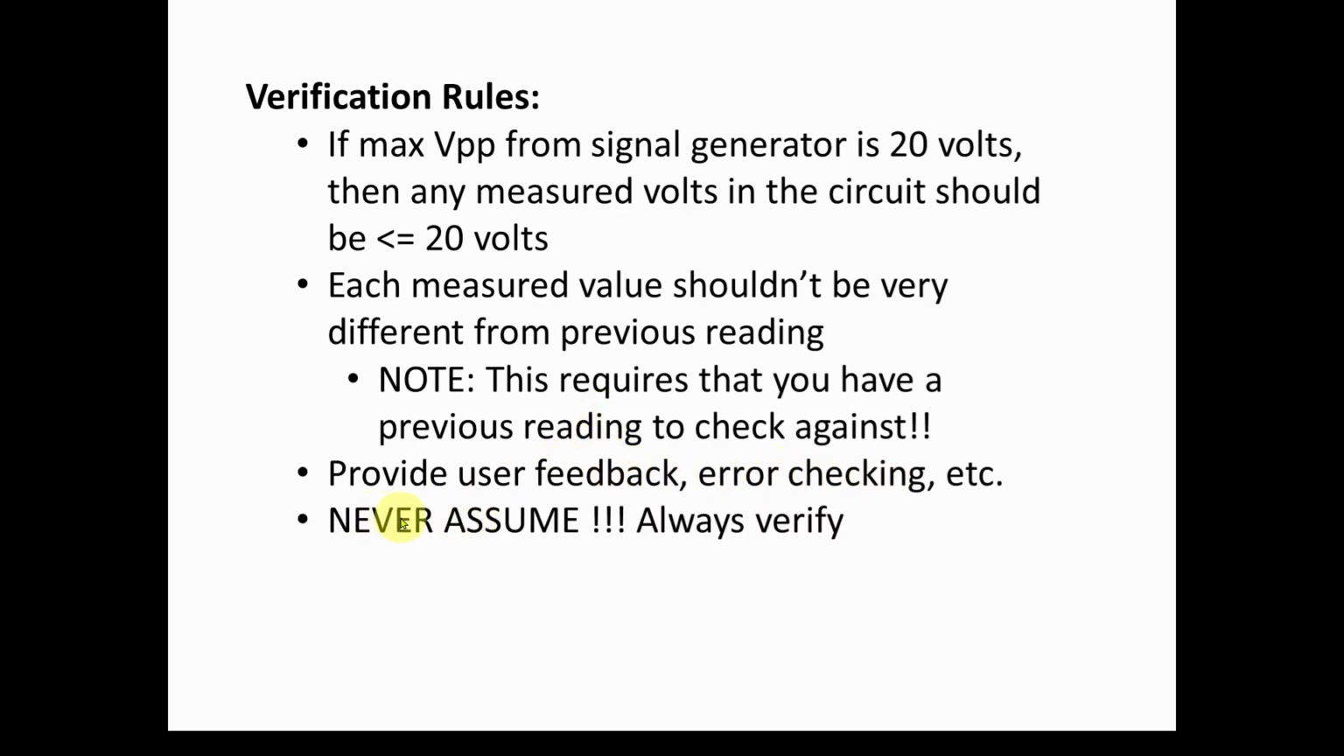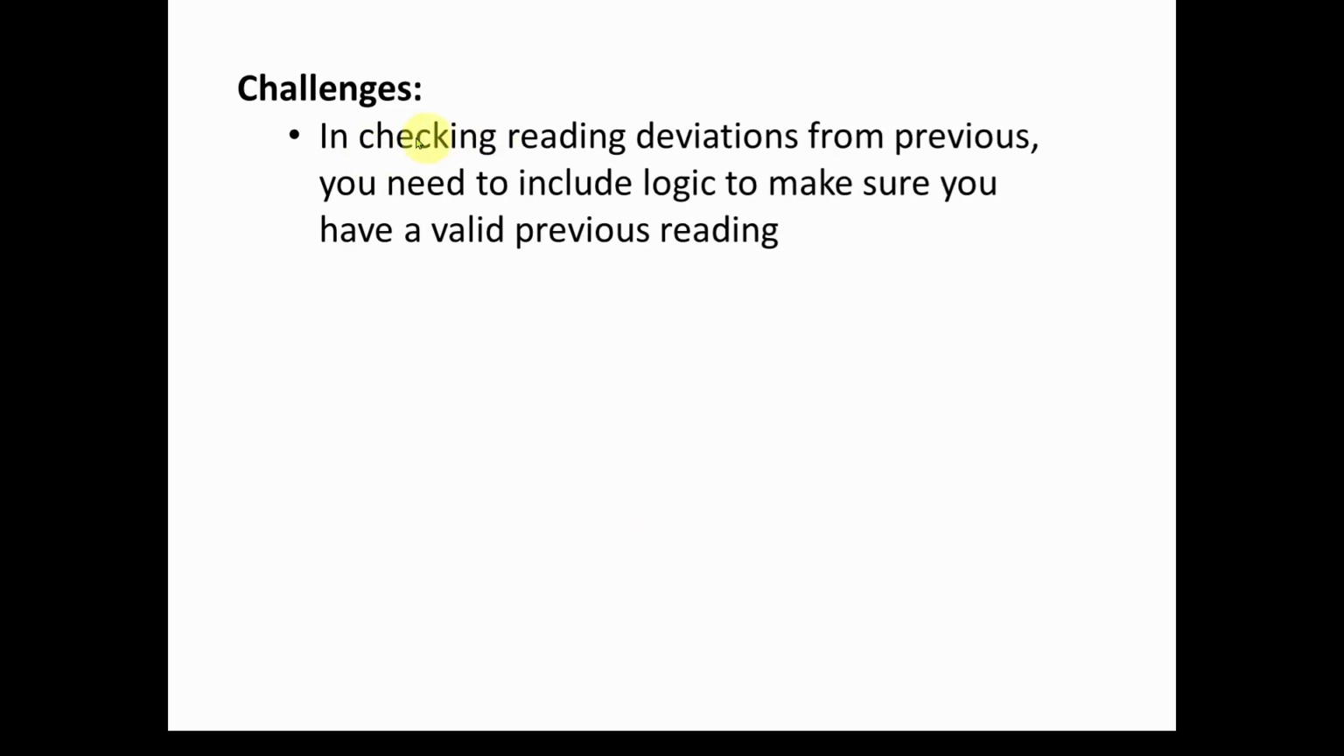Also, one of the most important things is never assume, always verify. Never assume your code is right. Never assume the operation of the oscilloscope or the signal generator or whatever equipment is correct. Always verify what you're doing; you always need to know every step of the way. So as we said, in checking reading deviations from the previous, you need to include logic to make sure you have a valid previous reading.